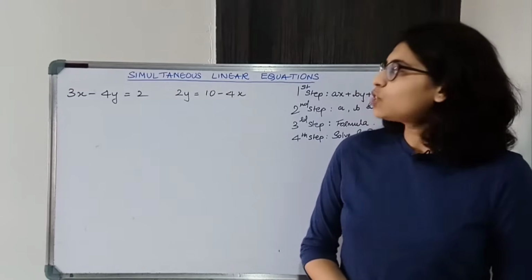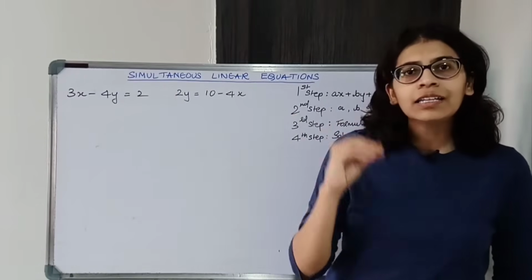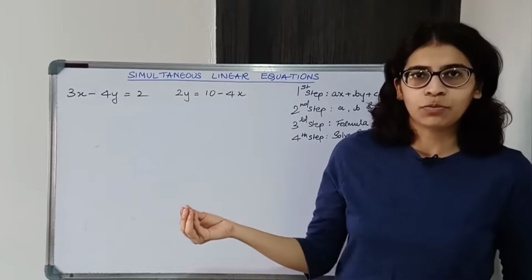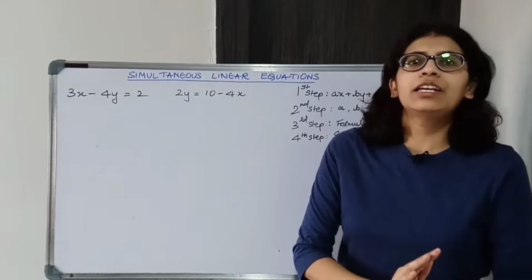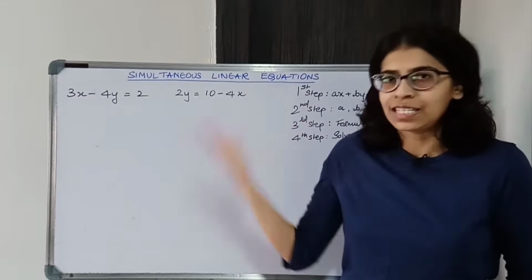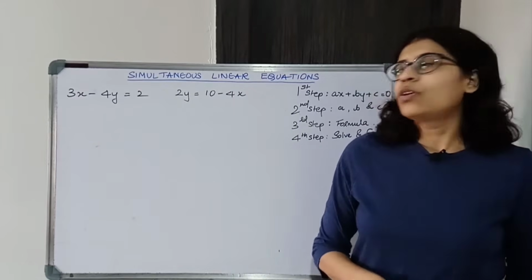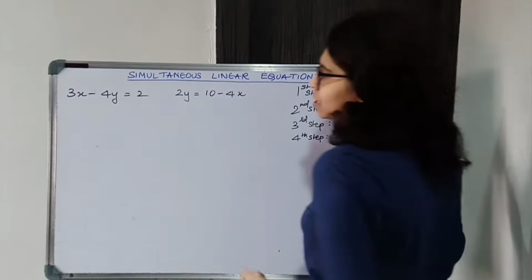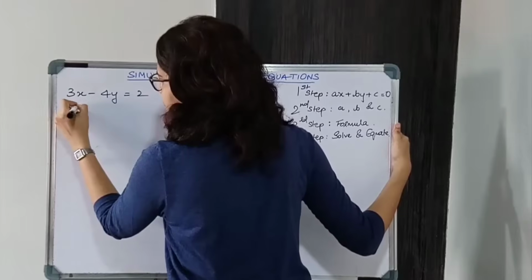First step, check both the equations. Are they in the form ax plus by plus c equal to 0? That is, all the terms will be in LHS. RHS mein there will be only 0. Okay, so bring it in that form. Both the equations over here we can see it is not in the required form.